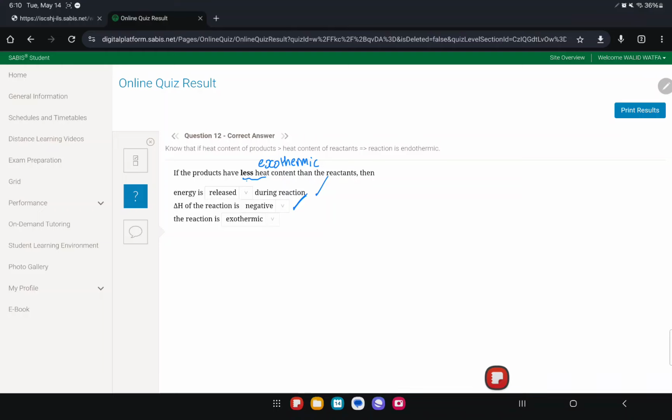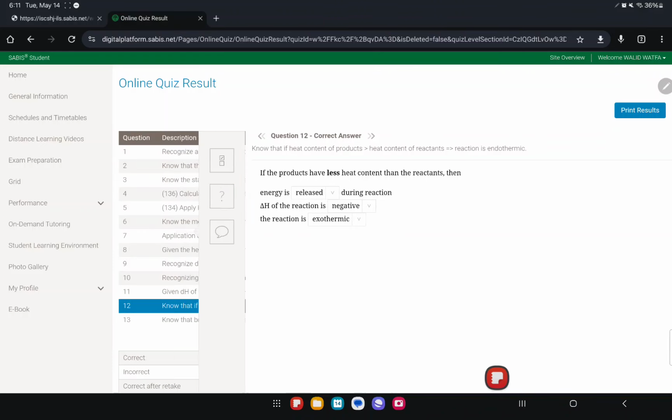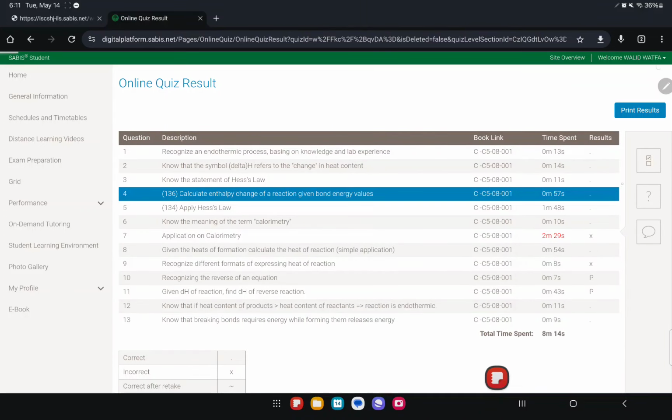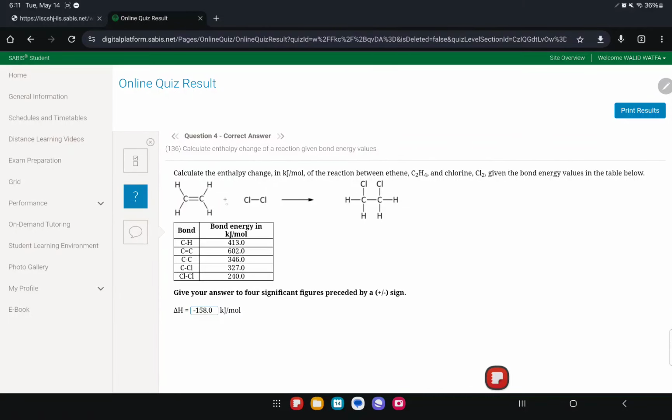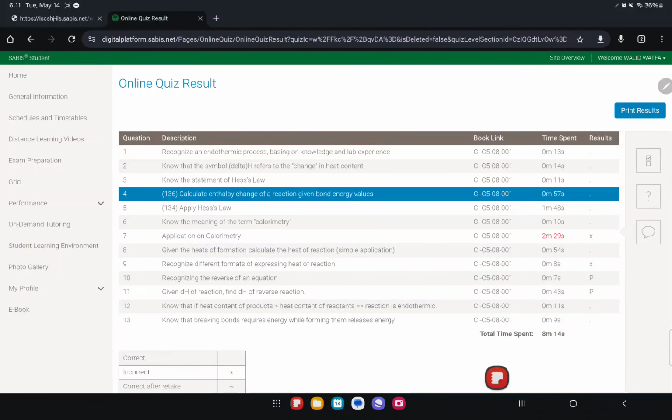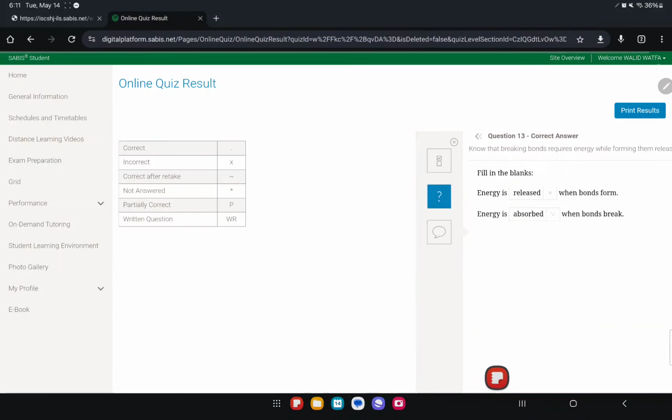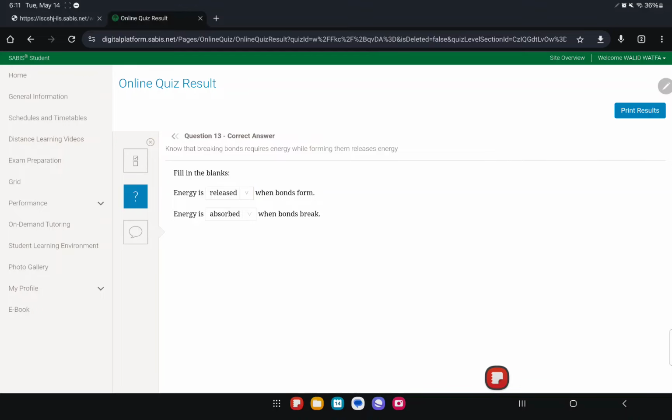Delta H is going to be negative if there's less heat in the products. The reaction is exothermic. Please don't get mixed up with what I just said and the other question, the one where you had bonds. Remember, I told you for bonds, enthalpy change, you always subtract the products from the reactants. Please don't forget that. I know what I just said contradicts that completely, but what I said isn't for bonds. It's for something else. And energy is released when bonds form, and it's absorbed when bonds break, because you have to absorb energy to cut this bond and break it.